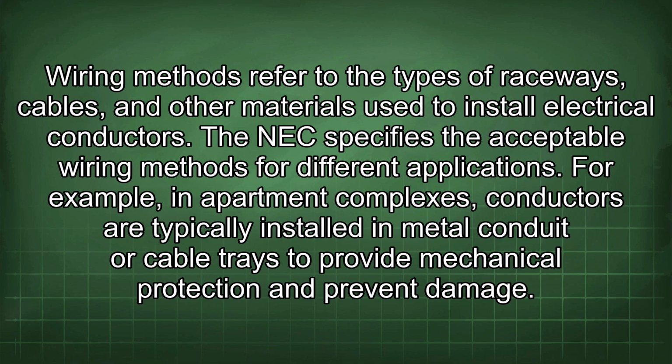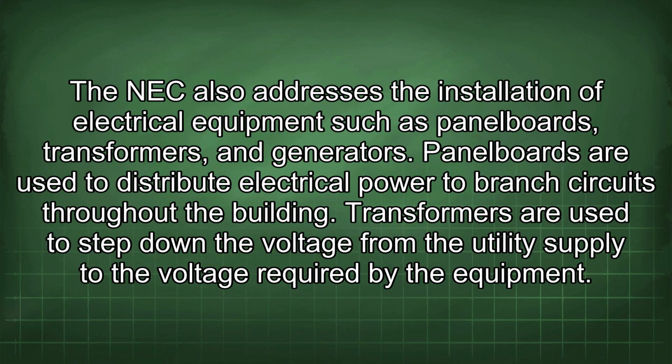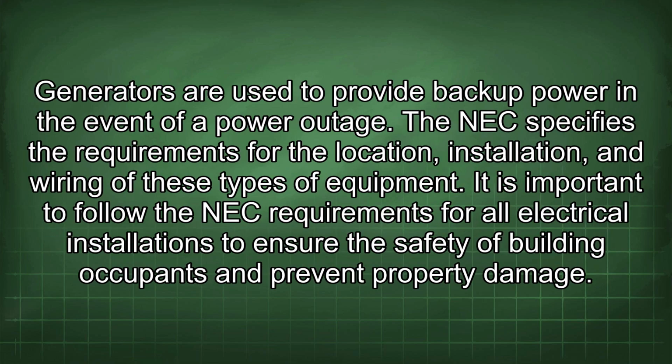For example, in apartment complexes, conductors are typically installed in metal conduit or cable trays to provide mechanical protection and prevent damage. The NEC also addresses the installation of electrical equipment such as panel boards, transformers, and generators. Panel boards are used to distribute electrical power to branch circuits throughout the building. Transformers are used to step down the voltage from the utility supply to the voltage required by the equipment. Generators are used to provide backup power in the event of a power outage. The NEC specifies the requirements for the location, installation, and wiring of these types of equipment.